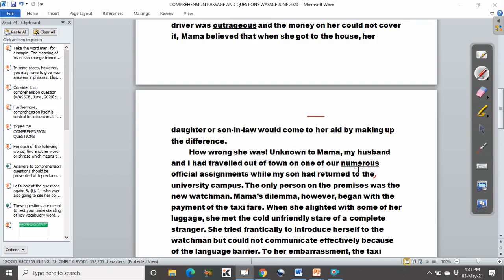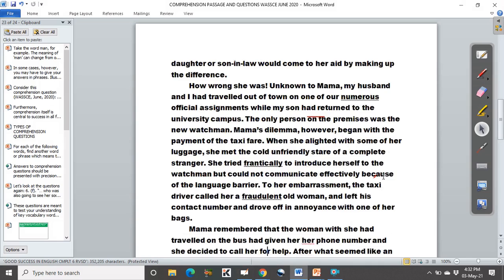They attend many assignments. The word frequent can also go here. Numerous assignments, many assignments. So that's just the meaning. Then let's look at the next words underlined. So this is how to really figure it out.